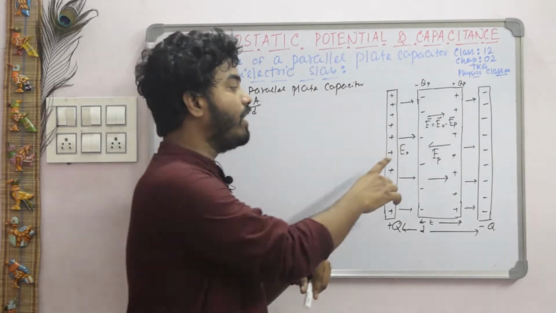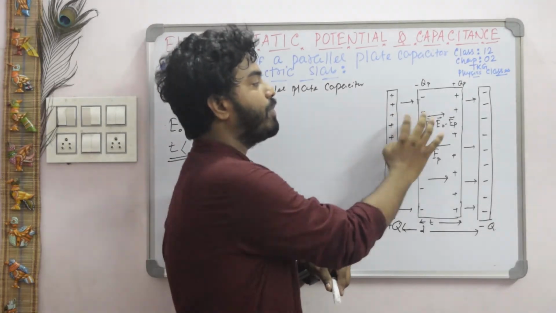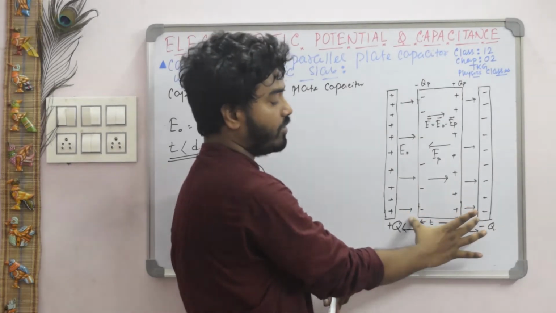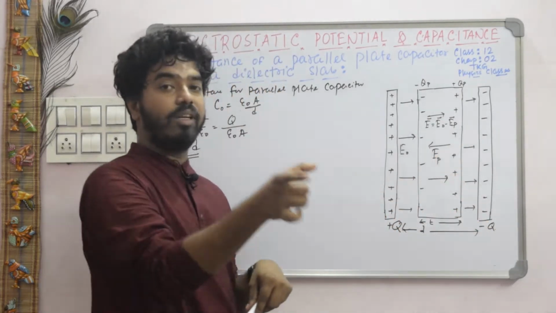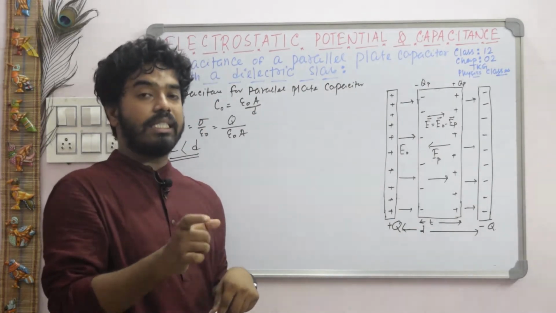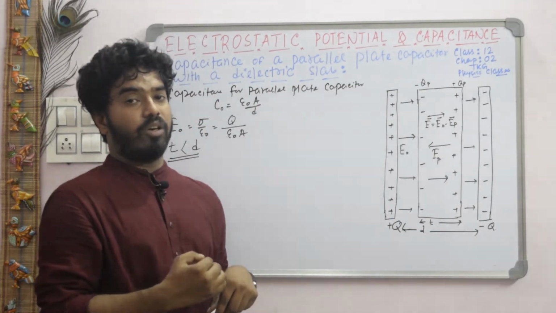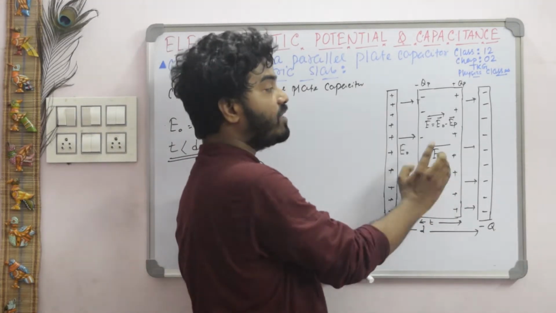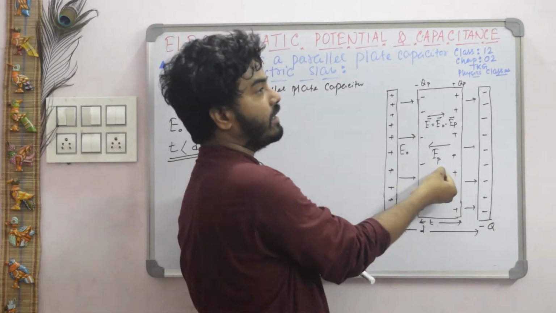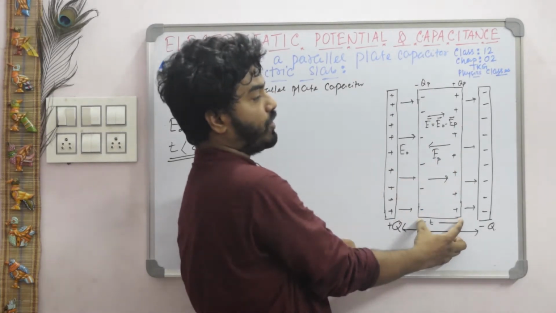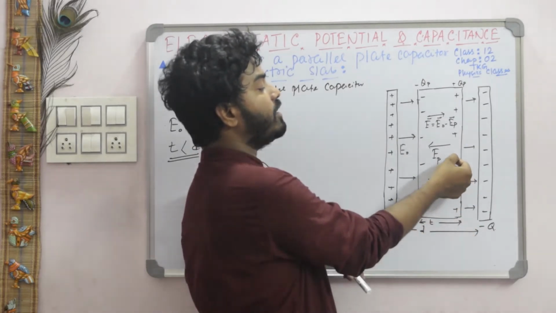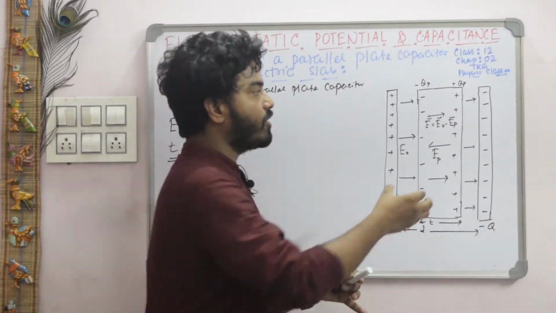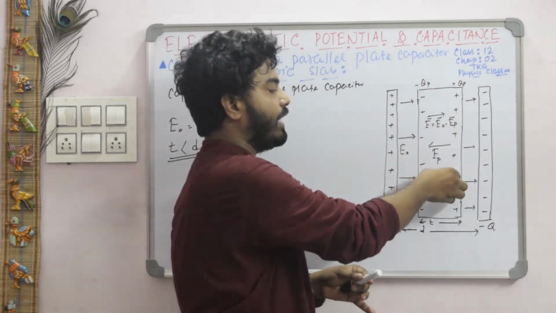One is E naught, which is directed from the positive plate to the negative plate, across the total separation D. Another electric field is developed, named the electric field due to polarization, or the induced electric field, represented by the symbol EP, which is directed inside the dielectric, in the region of thickness T, from plus to minus Q. So what is the net electric field inside the dielectric slab?